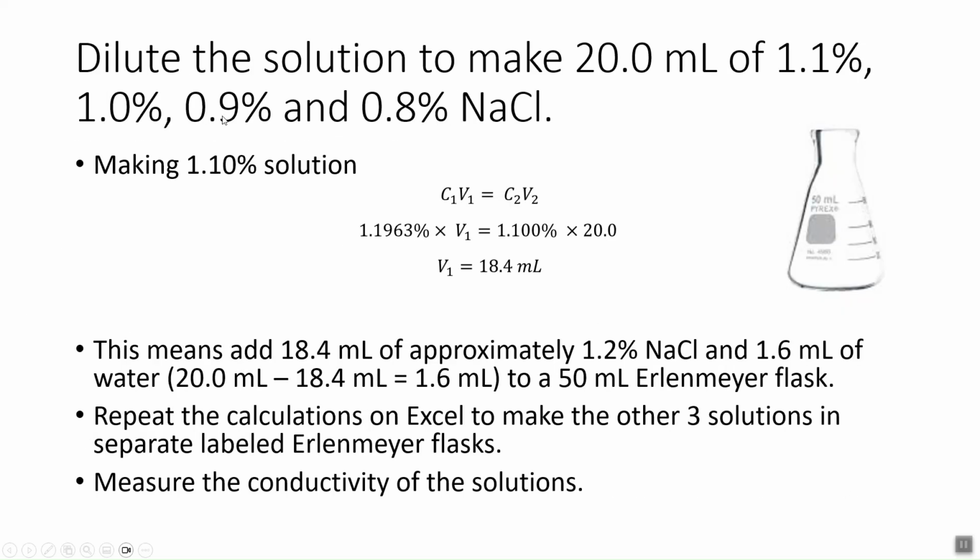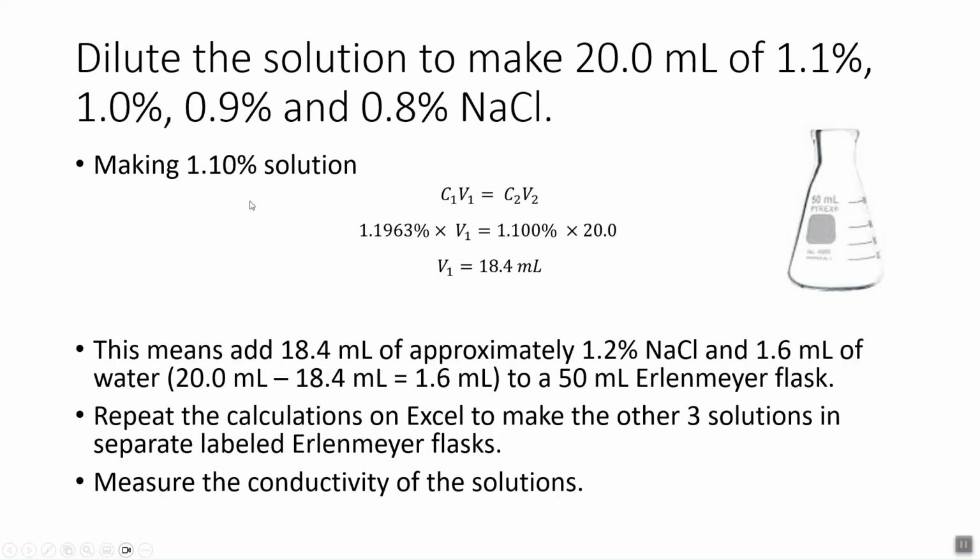So now we're going to dilute the solution to make 20 milliliters of 1.1, 1.0, 0.9, and 0.8% NaCl. To do dilution, we're going to use the dilution equation: concentration 1 times volume 1 equals concentration 2 times volume 2. First we put in our initial concentration. We're going to make all of our solutions using our 1.2% solution. Note that your 1.2% solution is not going to be exactly 1.2000%. At least it's very unlikely that it will be.